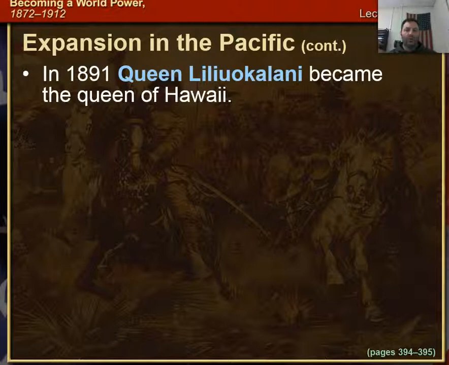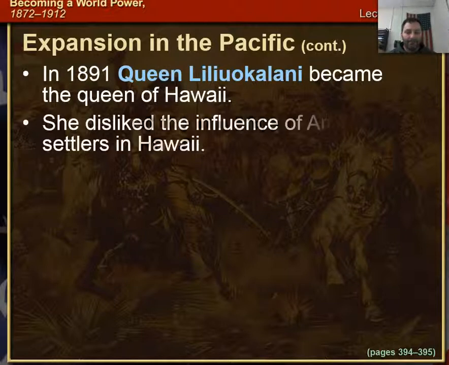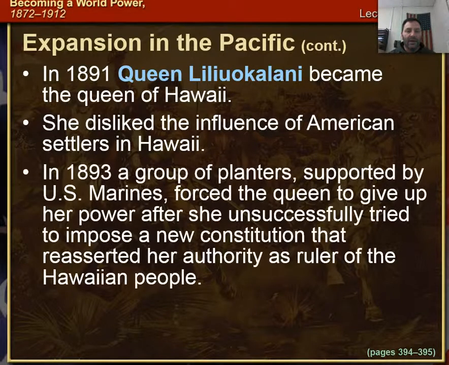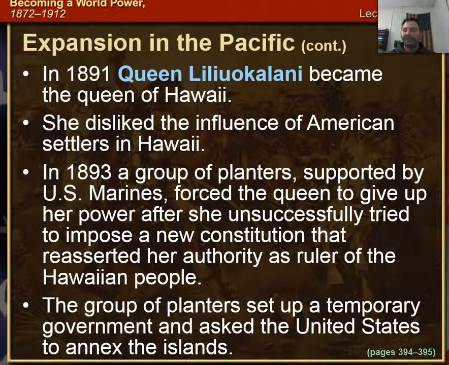In 1891, Queen Liliuokalani became the Queen of Hawaii. She disliked the influence of American settlers in Hawaii. And in 1893, a group of planters, supported by U.S. Marines, forced the Queen to give up her power after she unsuccessfully tried to impose a new constitution that reasserted her authority as ruler of the Hawaiian people. The group of planters set up a temporary government and asked the United States to annex the islands.